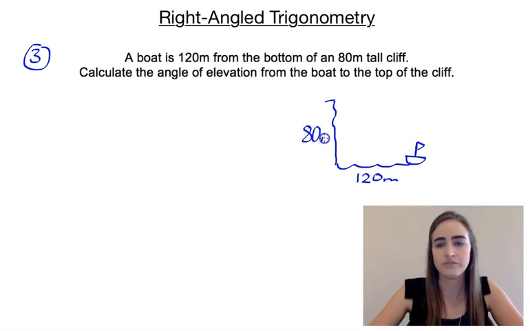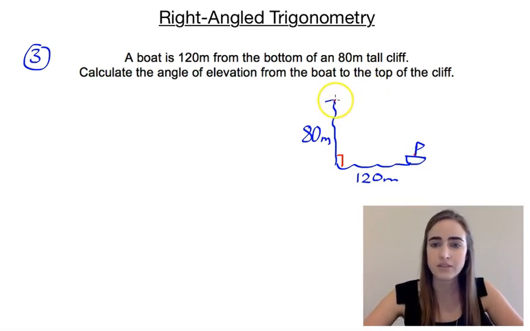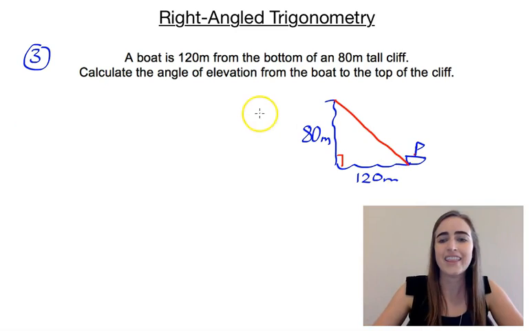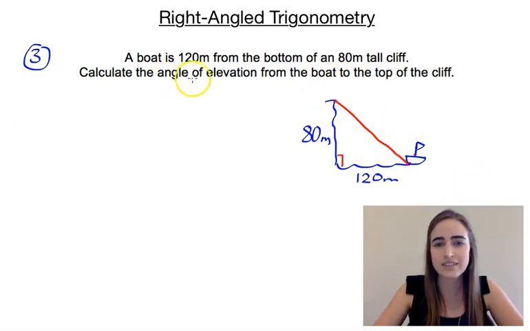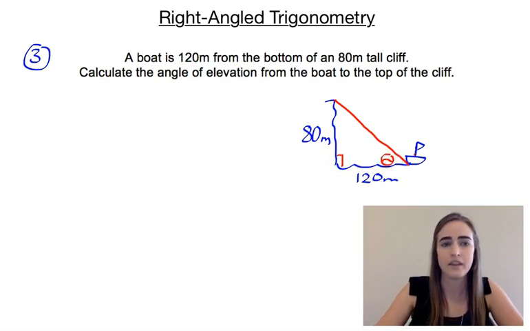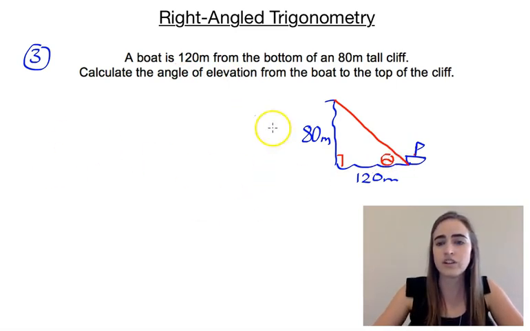Right, so now we need to draw in our right angled triangle. So that's our right angle there. From the top of the cliff to the boat, that's where we're going to draw in our hypotenuse. And what the question asks us to find is the angle of elevation. So that's going to be this angle in here. So we need to figure out which sides we've got. So from this angle, our 80 meters is our opposite side, and our 120 meters is our adjacent.